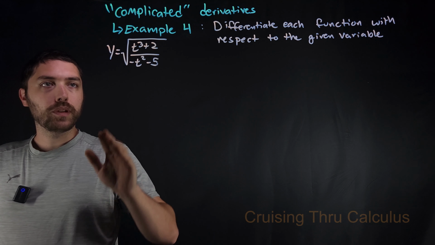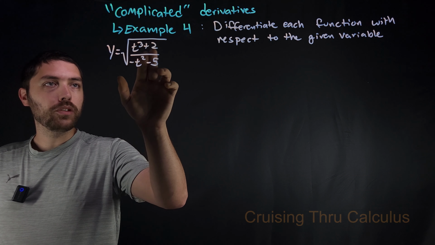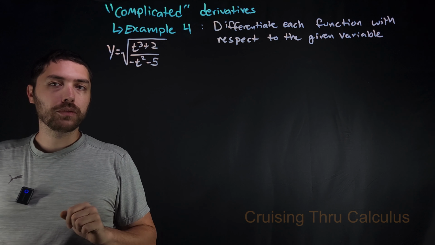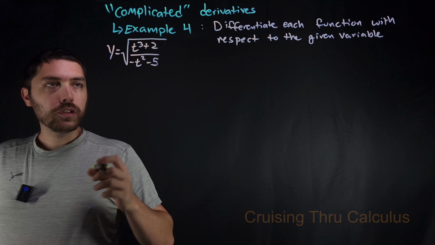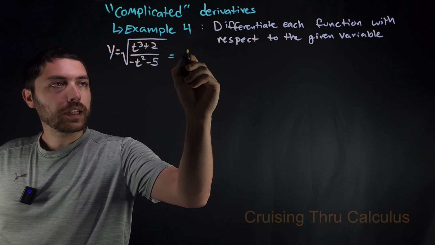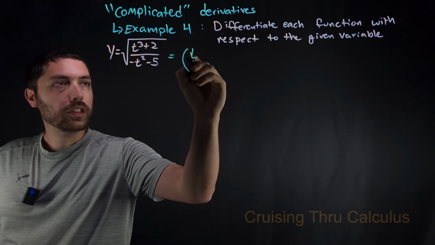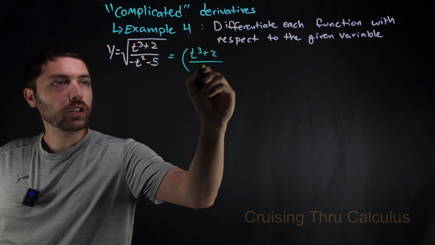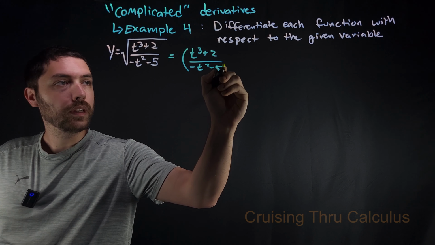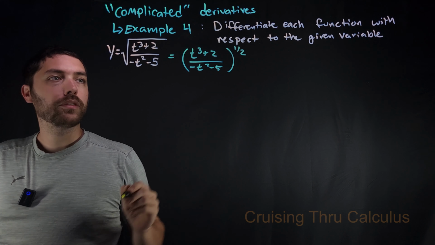Let's see if we can find the derivative of y equals the square root of (t cubed plus 2) over (negative t squared minus 5). Now, one of the first things that you usually want to do in your calculus class is if you see a radical, change it. We're going to change it to a fractional exponent here. That is to the power of 1/2.